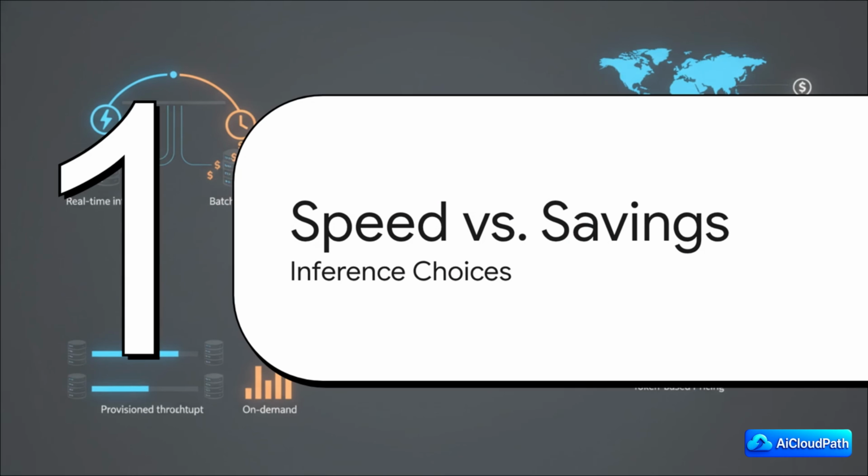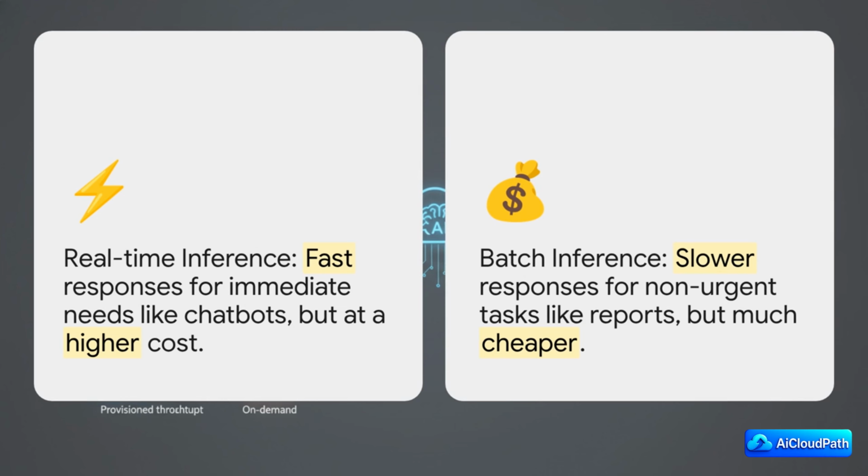Okay, so our first major decision point is a classic one. You've probably faced it before. Do you want it fast or do you want it cheap? When we're talking about running AI models, this choice is front and center, and it all revolves around something called inference.